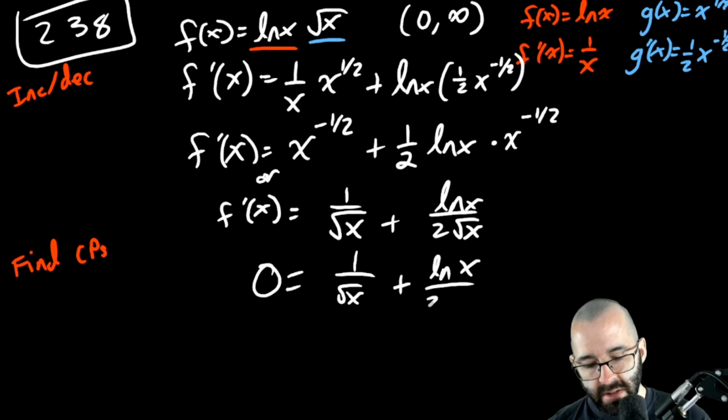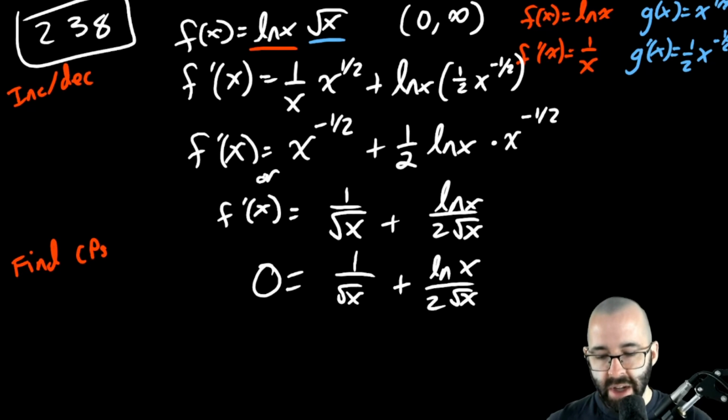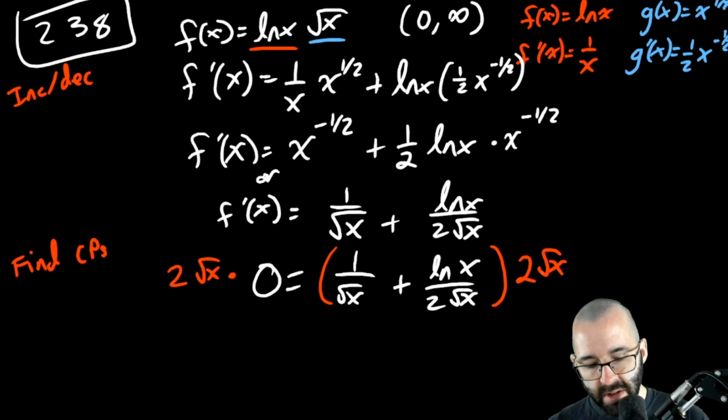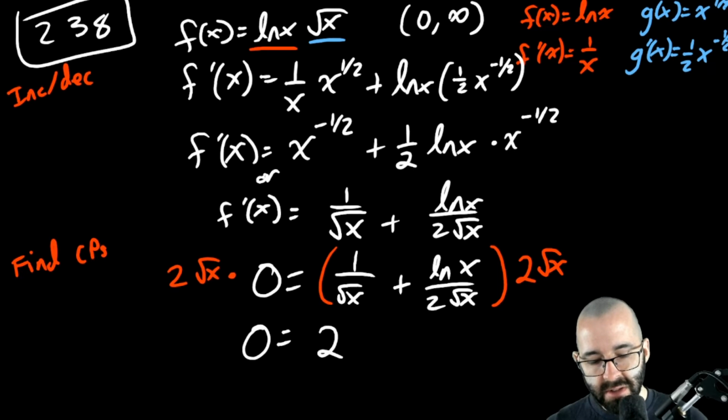And we'll solve this by multiplying both sides of the equation by the LCD, which is 2 root x. Similar to the problem we did in the earlier videos here. We'll distribute that on the right-hand side as well. The square root of x's cancel in the first term to just leave us with 2. And everything cancels for the second term. This is not too bad.